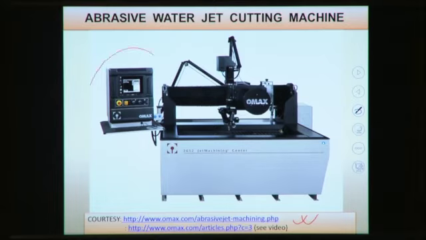This is the control panel here. You can write your program, and this is the water tank here. This is the XY table. You can move your table, and you can make any kind of complex shape on the workpiece surface. And this is the nozzle here, and there is an abrasive container here. We can see all of this clearly in the next figure.